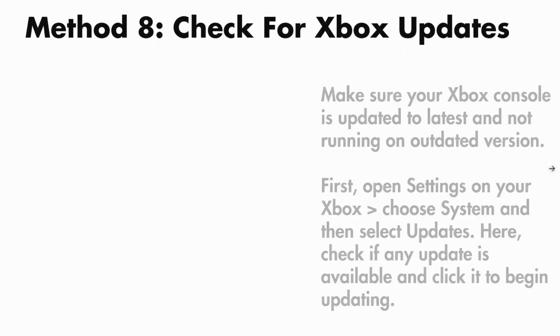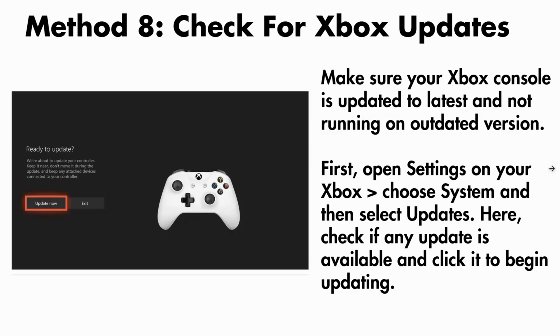If not, next method is to check for Xbox updates. So make sure your Xbox console is updated to the latest and not running on outdated version. First, open settings on your Xbox, then choose system and then select updates. Here check if any update is available and click it to begin the update process.